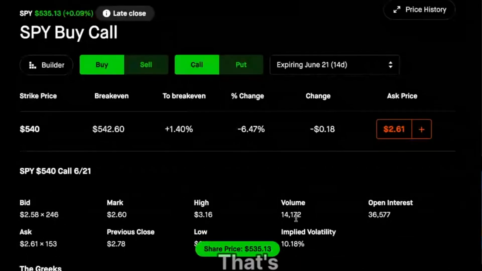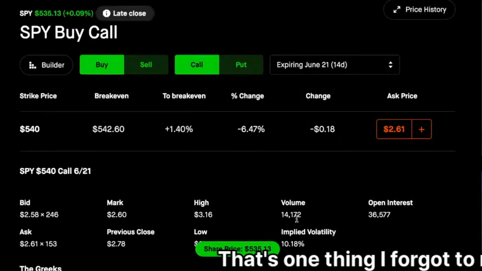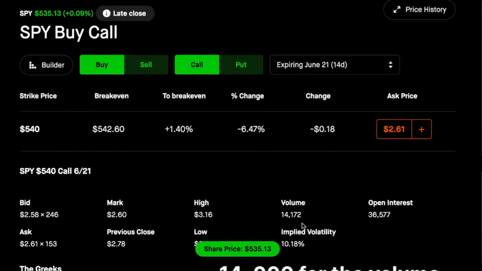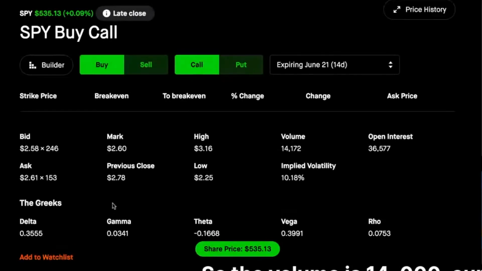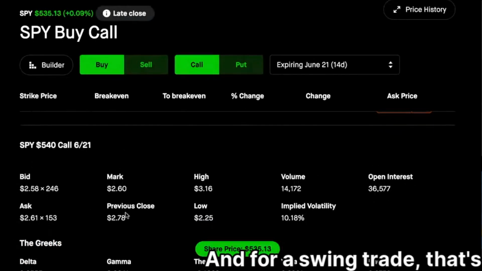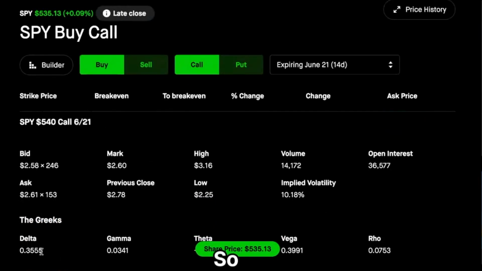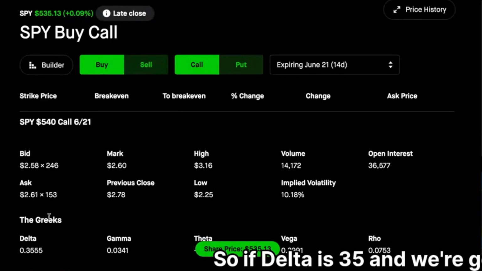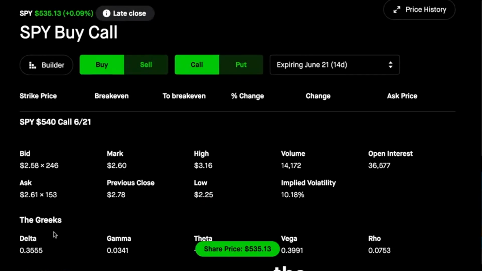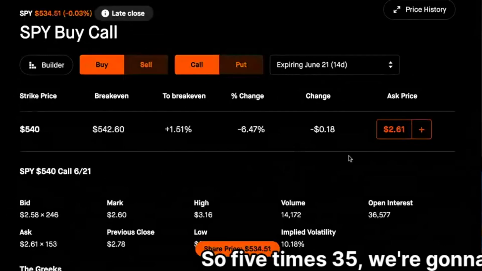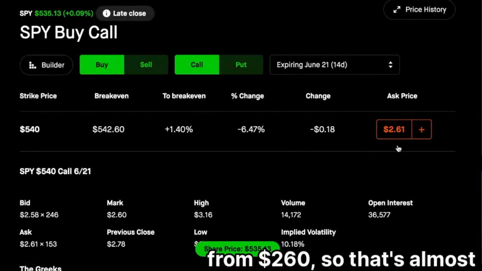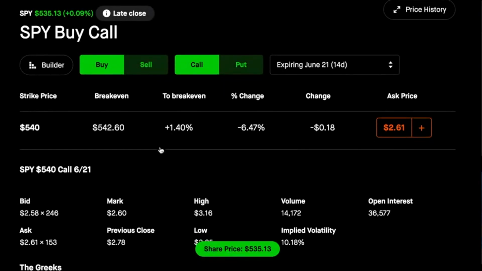The volume is good. That's one thing I forgot to mention: you want volume to be at least 500. 14,000 for the volume is really good. So the volume is 14,000. Our delta is 35. And for a swing trade, that's really good because we're going to expect a $5 move. So if delta is 35 and we're getting a $5 move, for every dollar that we go up, the contract goes up $35. So 5 times 35, we're going to be close to $170 up from $260. So that's almost a 100% gain. That's insane.